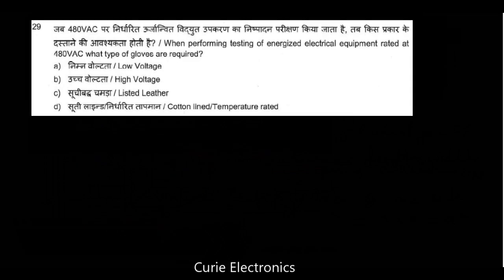Question number 29. When performing testing of energized electrical equipment rated 480 volt AC, what type of gloves are required? We use low voltage gloves when you work with 480 volt AC.